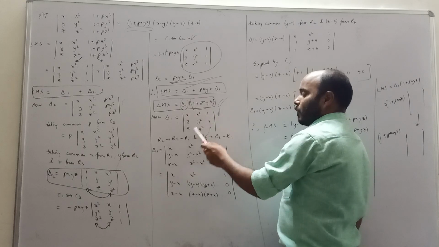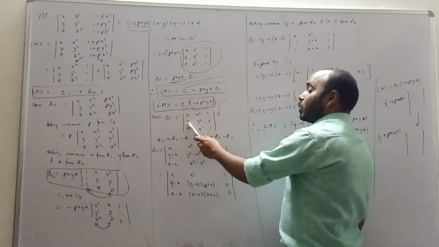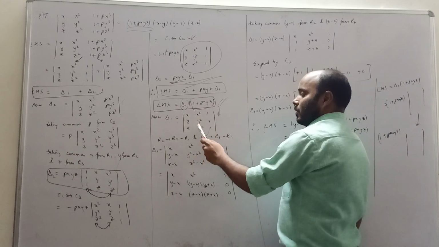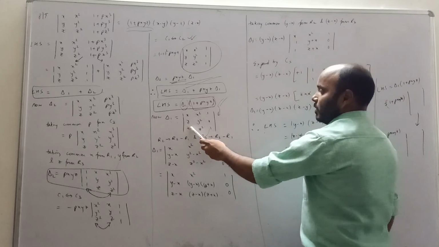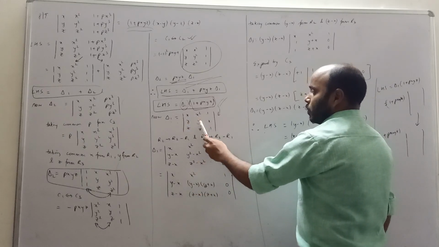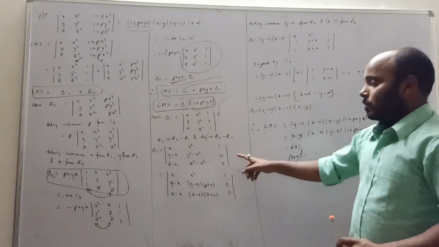So first I am writing the R1 here only: 1, x, x square, 1, x square, 1. Now R2 minus R1: y minus x, y square minus x square, y minus 1, 0. Next R3 minus R1: z minus x, z square minus x square, y minus 1, 0. Okay. After making two zeros, what do we do?